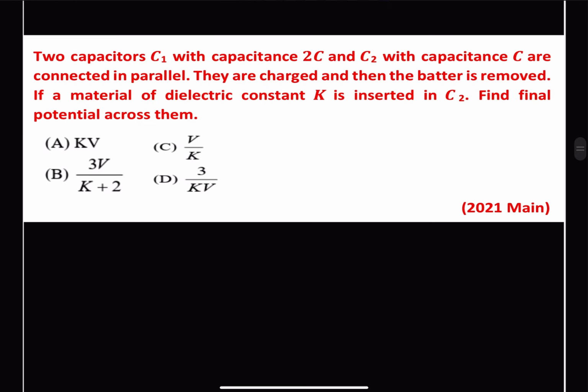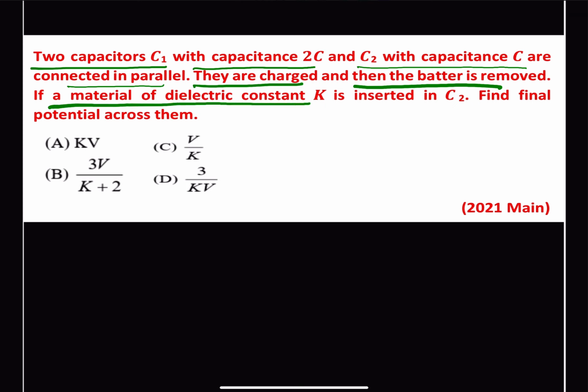Next question. It states that two capacitors C1 with capacitance 2C and C2 with capacitance C are connected in parallel. They are charged and the battery is removed. If a material of dielectric constant K is inserted in C2, find the potential across them. So obviously if they are parallel, the potential across them should be same.